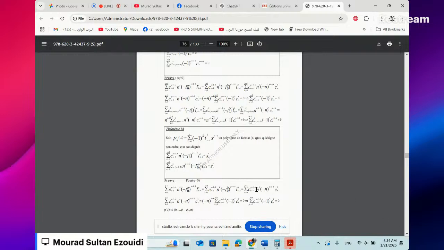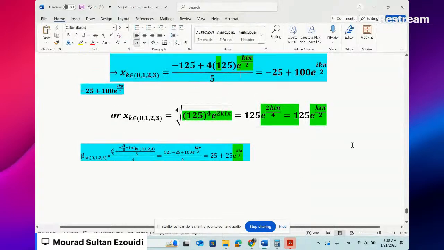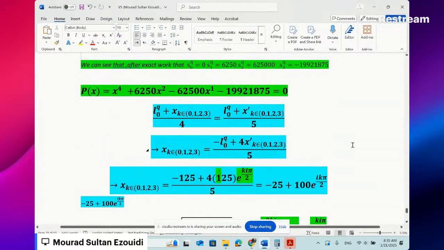Yes, this one. You see this theorem, the theorem of Mr. Murad Sultan Ezouidi? Okay, so it's the same as that. I will show where it is in my book. Here. You see this one, my kids? I will show you the formula here.